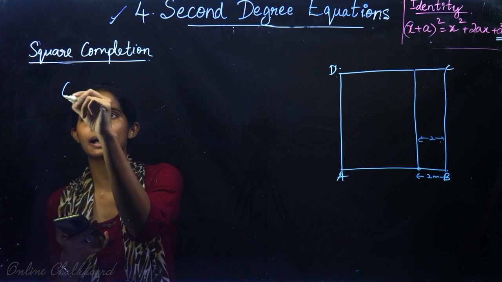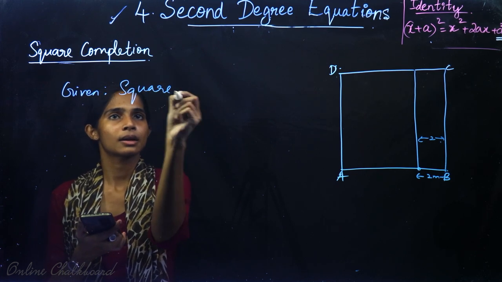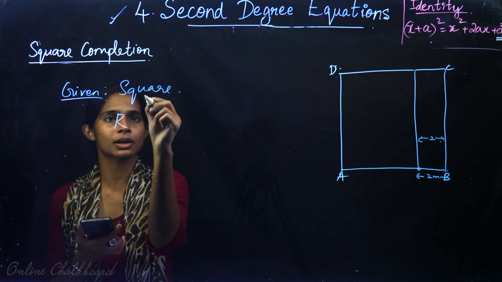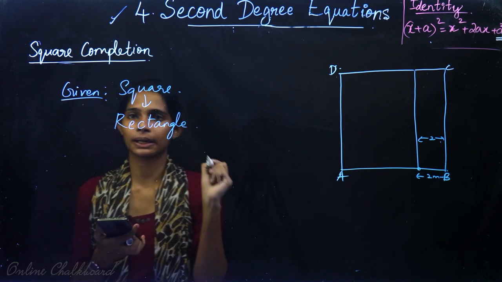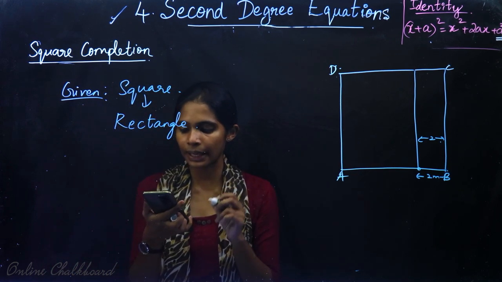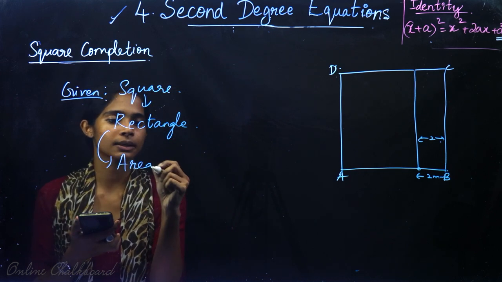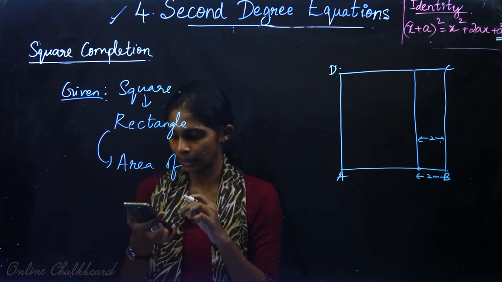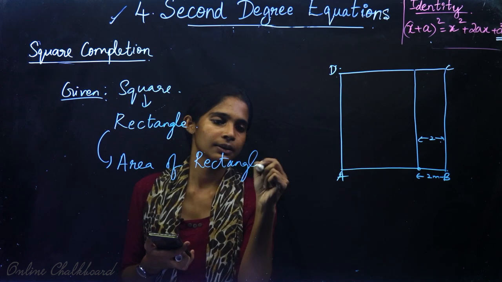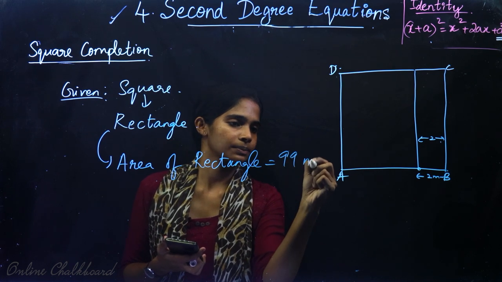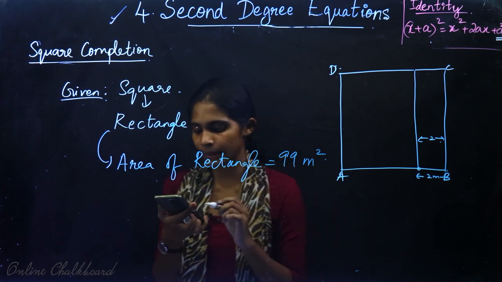So, we have a square. A square is cut to form a rectangle after the strip is removed, and the area of the remaining rectangle is 99 square meters. So this rectangle's area is 99 square meters. So the area of the rectangle is 99 meters square. Now, this is the outline.